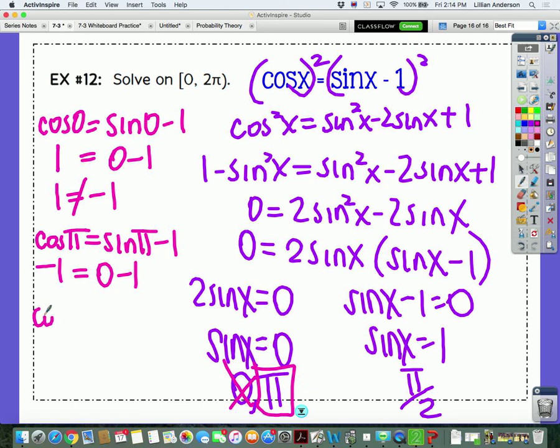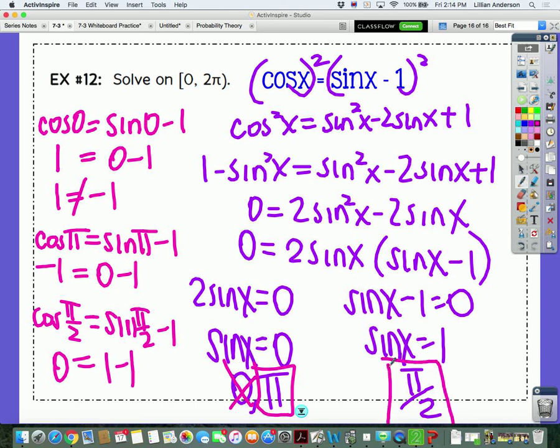Pi works. Last one. And these are easy because it's 1, negative 1, 0. Not here, right? What is the x coordinate at that one? 0. What's the y coordinate here? Does that equal? And there are your solutions.